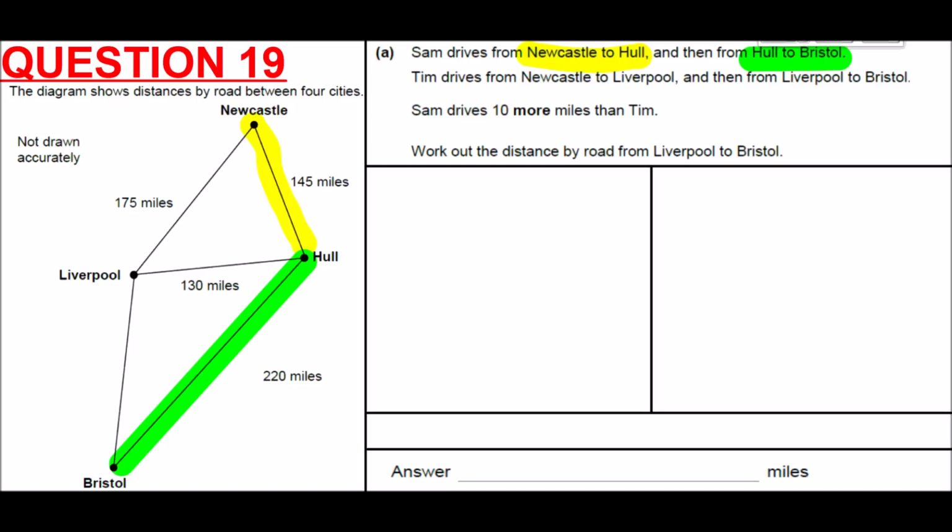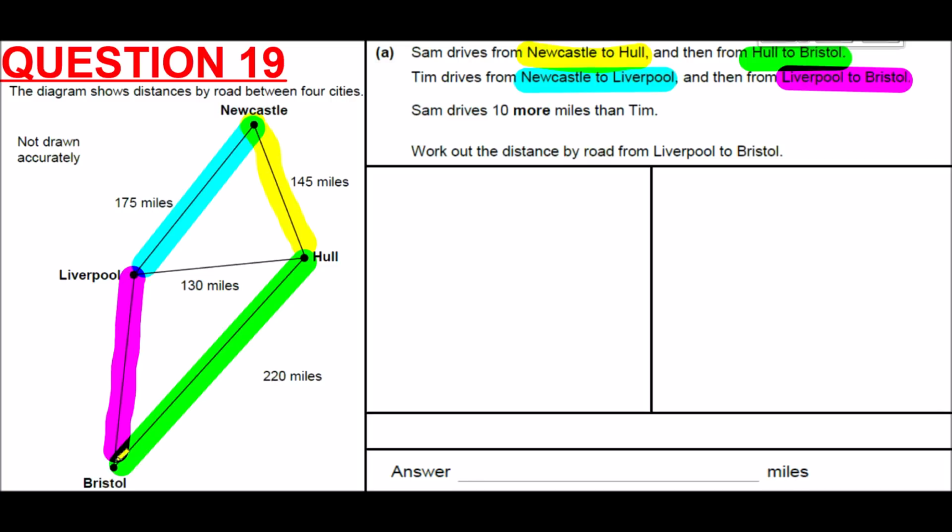Tim, though, goes a different way. Tim drives from Newcastle to Liverpool and then he goes from Liverpool to Bristol. It says Sam drives 10 more miles than Tim. Work out the distance by road from Liverpool to Bristol. What I've done here is I've sectioned out this page into 2 different parts. For one part, I need to consider Sam.